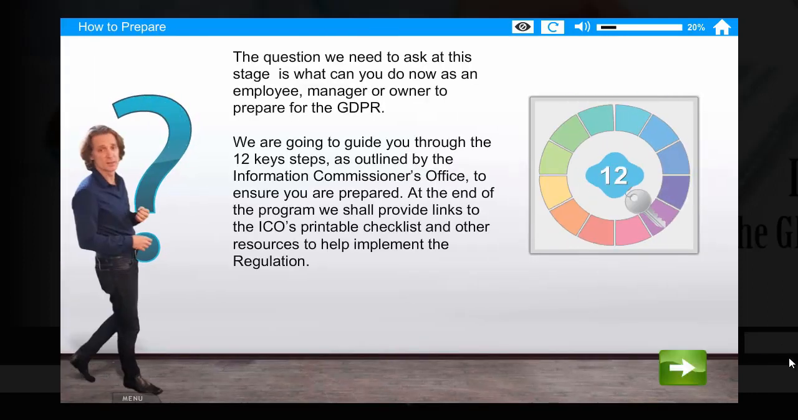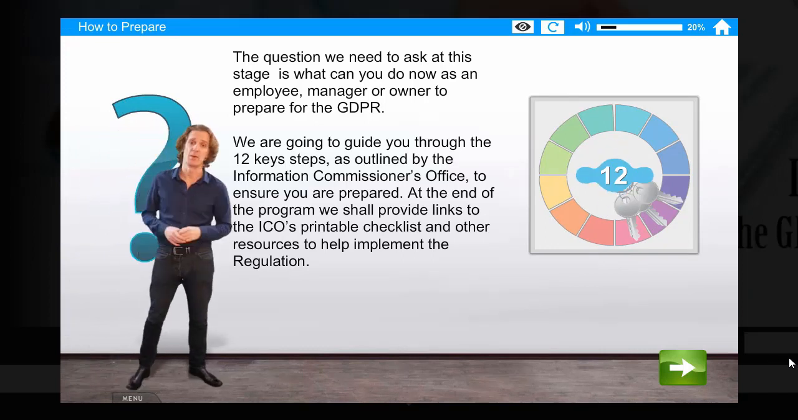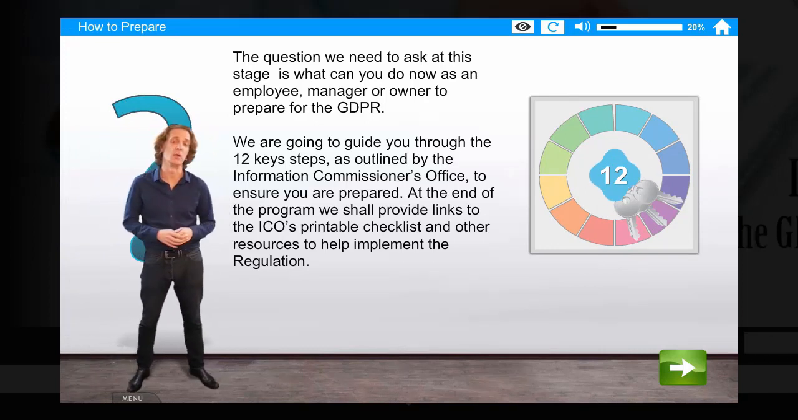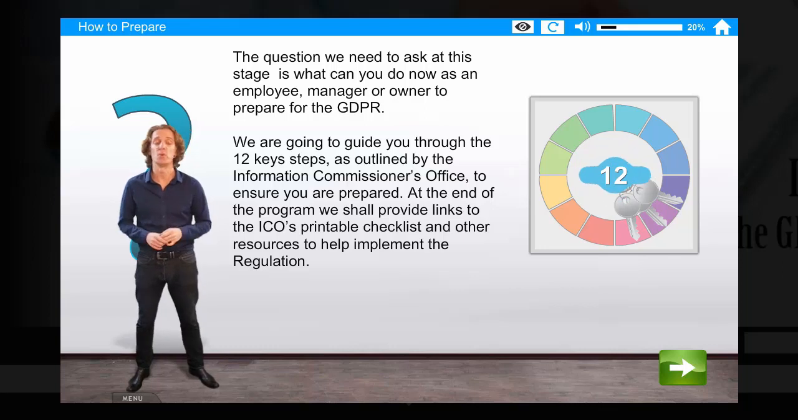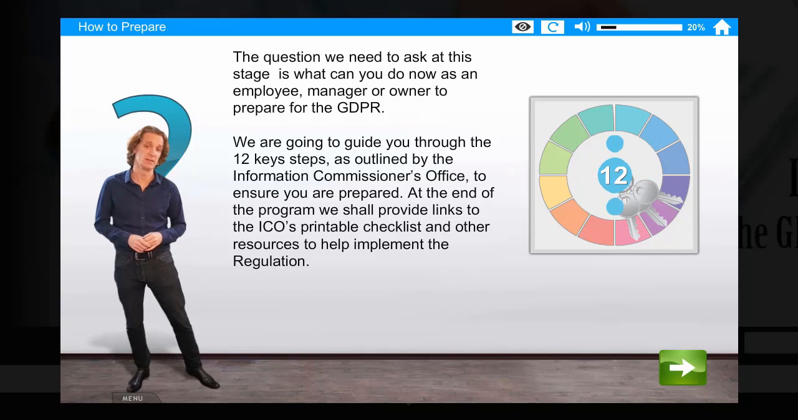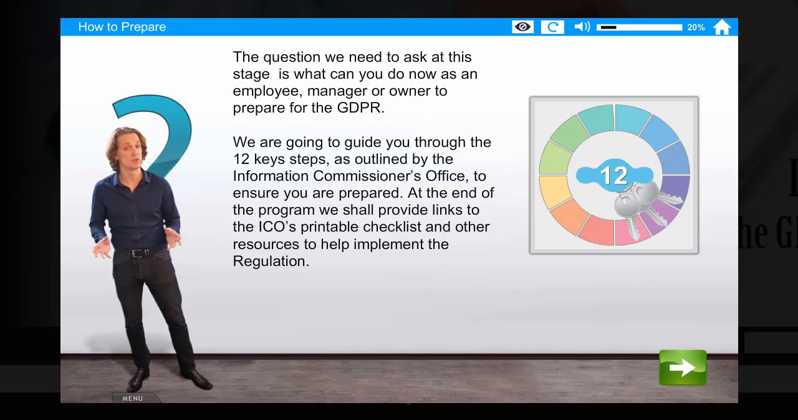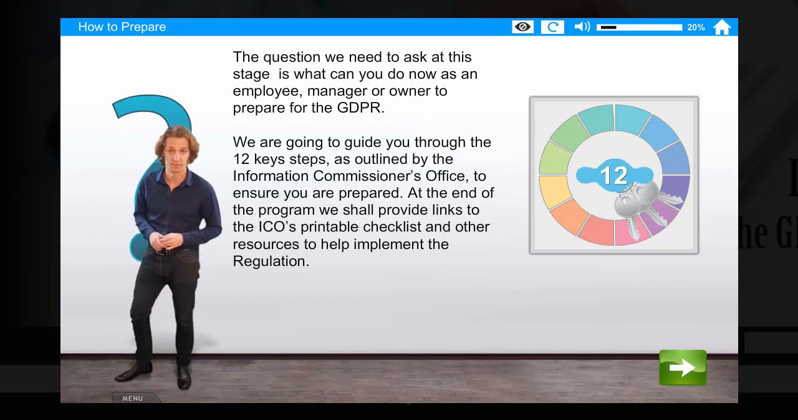The question we need to ask at this stage is what can you do now as an employee, manager or owner to prepare for the GDPR? We're going to guide you through the 12 key steps as outlined by the Information Commissioner's Office to ensure you are prepared. At the end of the programme, we shall provide links to the ICO's printable checklist and other resources to help implement the regulation.